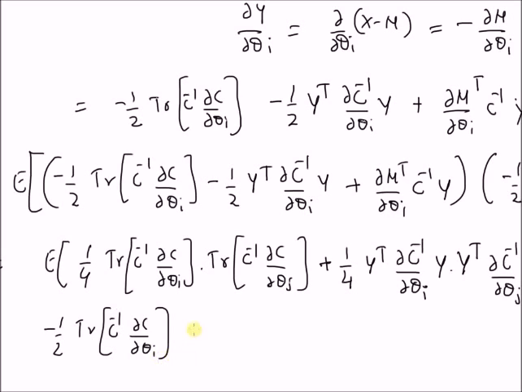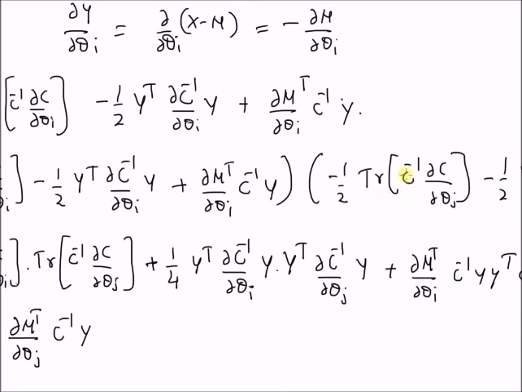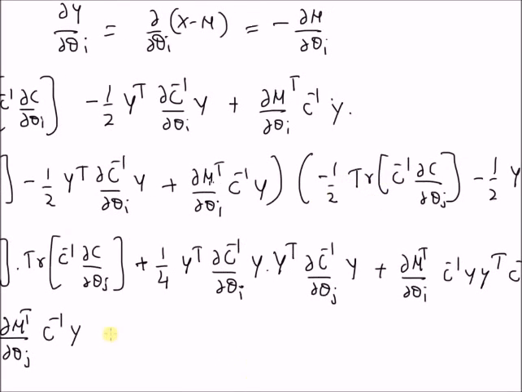to theta I multiplied by the last term in the second bracket, that is derivative of mu transpose divided by theta j, that is derivative of mu transpose with respect to theta j C inverse y. And the next term is basically the product of the second term with the first term in the second bracket, which is minus plus 1 by 4 y transpose derivative of C inverse with respect to theta I y trace of C inverse derivative of C with respect to theta j.